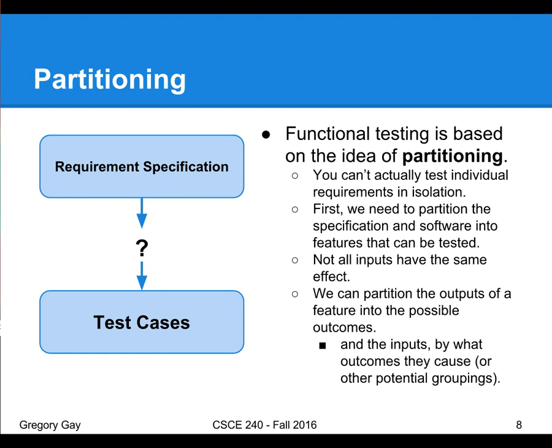Which leads us to our second problem, which is that not all inputs are going to have the same effect on the software. Even if they should technically give you the same kind of outcome, some might draw out faults while others won't. Right? Some will lead to different outcomes than others. And so that's the second layer of partitioning. Right? We need to take the outputs of every function and try and divide those into all the possible outcomes, right? And then take the inputs and match those up by, well, what kind of outcomes can they cause for those features?